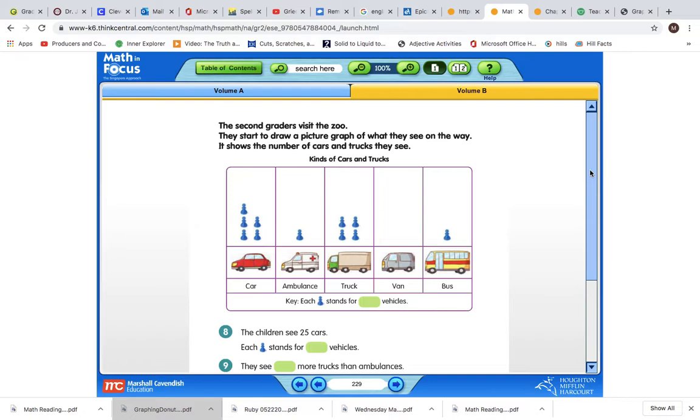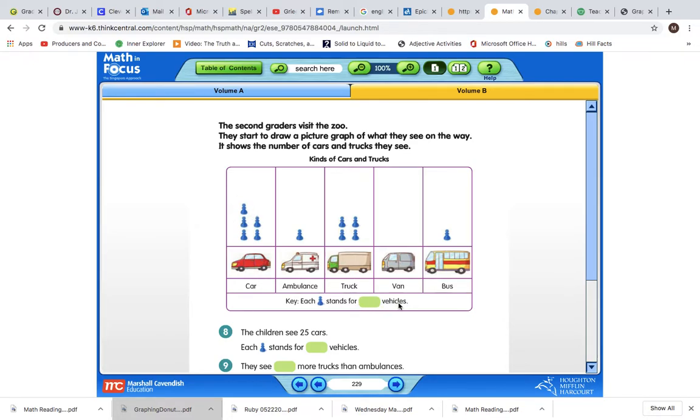It says the second graders visit the zoo. They start to draw a picture graph of what they see on the way. It shows the number of cars and trucks they see. So the name of the picture graph is Kinds of Cars and Trucks. They see regular cars, ambulances, trucks, vans, and buses. Now we always go to the key and it says that each symbol, which in this case looks like a chess piece, stands for blank vehicle.